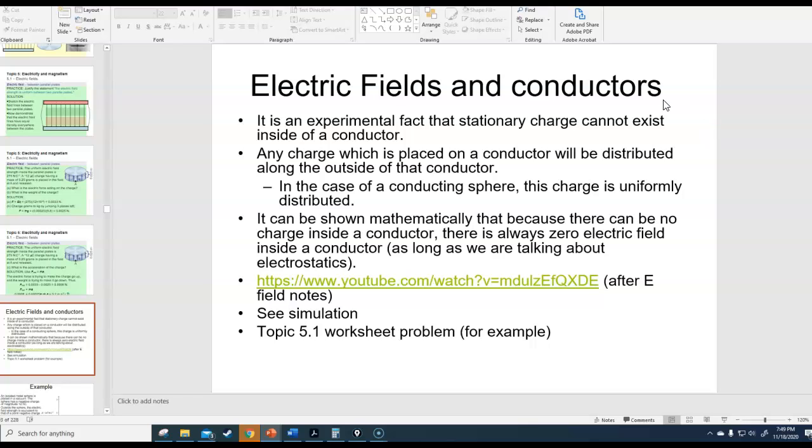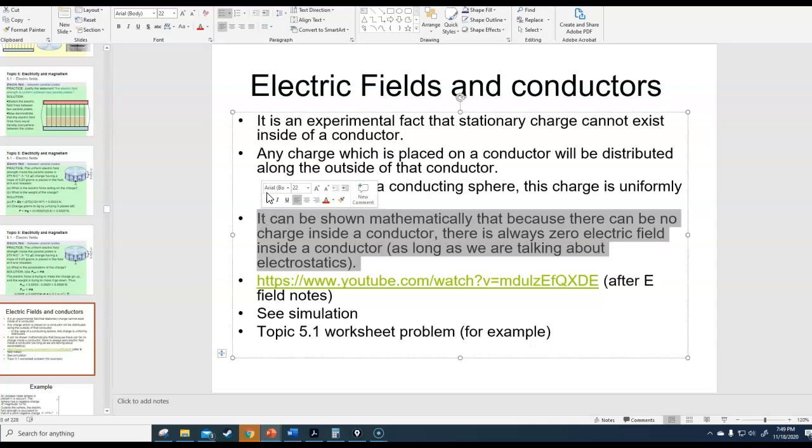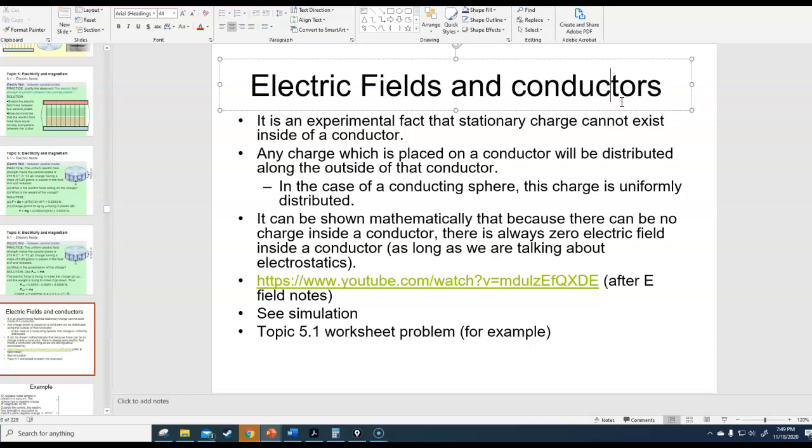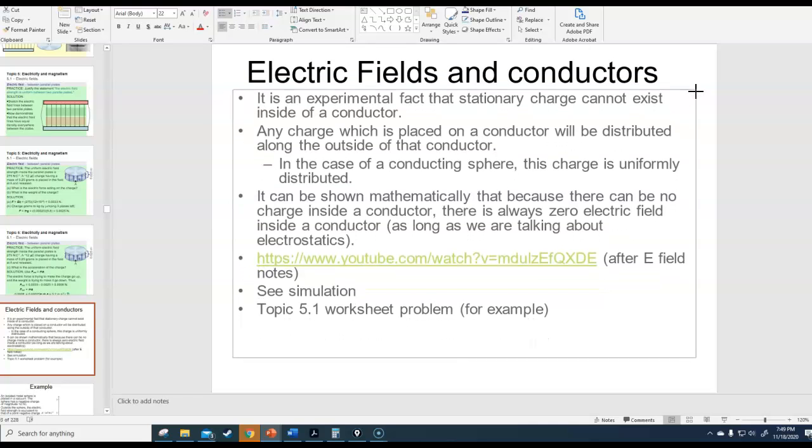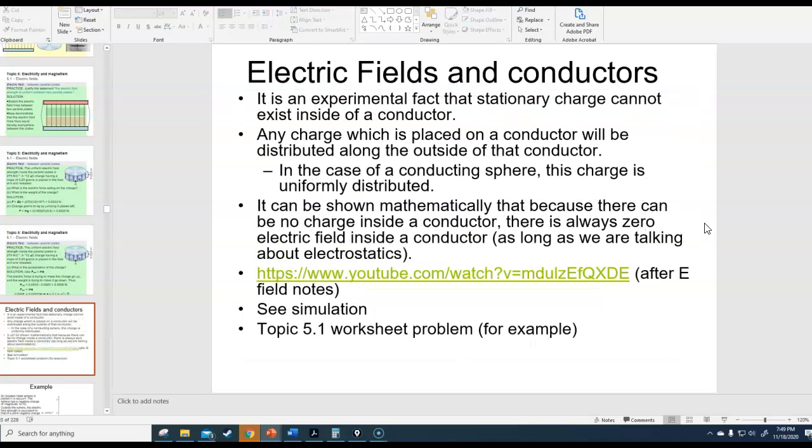Now, this bullet point right here, again, I state this without proof. Just take my word for it. If this was an AP calculus class, I would maybe explain that a little bit more, but it's not important that you know the why behind this. So just believe me when I say this. It can be shown mathematically, and I'm not going to explain what the math behind that is, that because there's no charge inside a conductor, no stationary charge, the electric field inside a conductor is always 0.